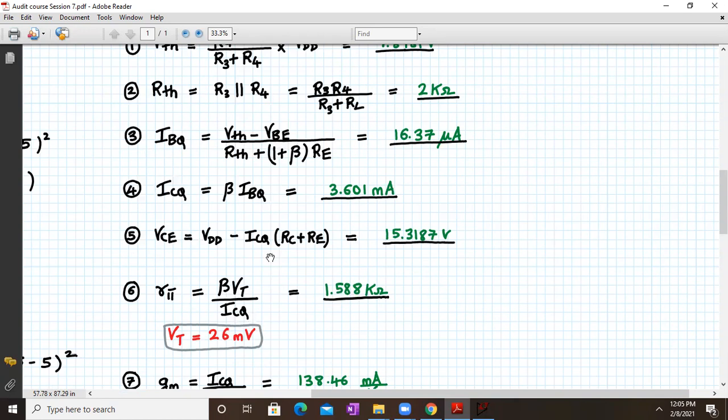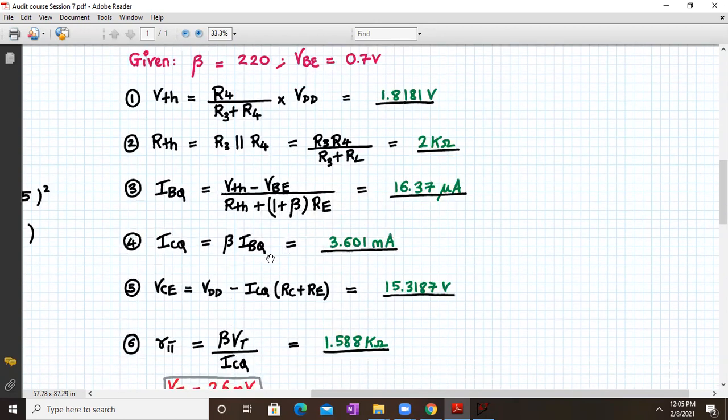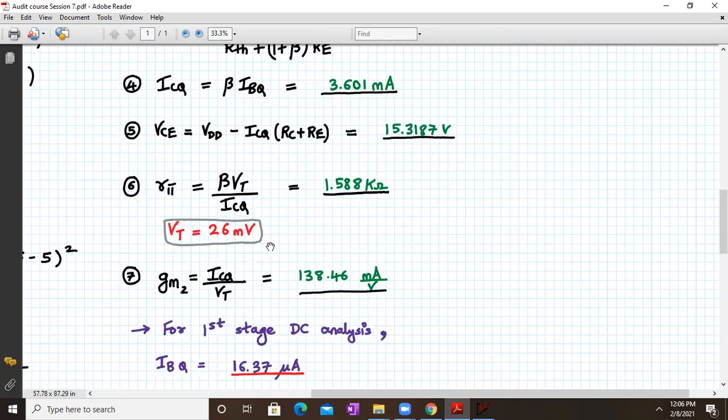While doing this so quickly, I'm assuming that everyone knows the DC analysis, and I'm just using the formulas to calculate the values. There are two small signal parameters for the BJT: one is rpi and one is gm.